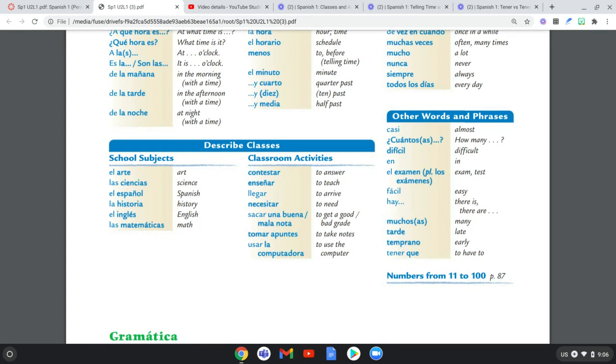So, for example, if we do a small one here, this word's going to sound a little funny probably, but if you want to talk about the word usar, it's an AR verb, right?